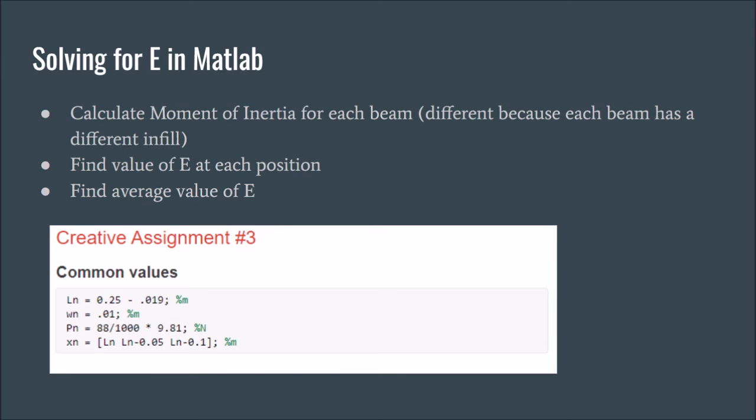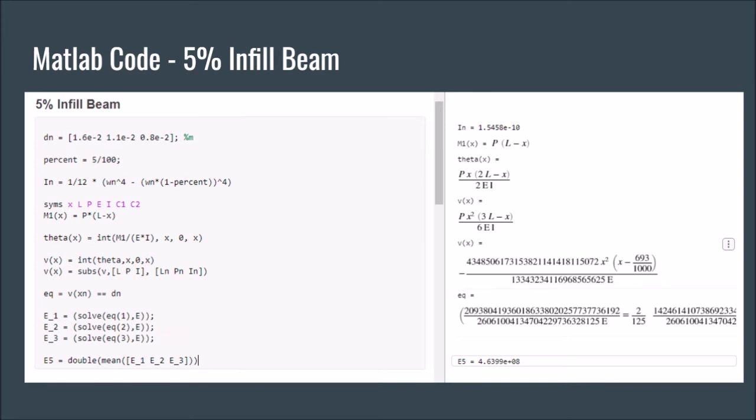And then I will also have to find the value of E at each position, and then average those 3 values. So here's just the start of my code. We have the 4 values that are common for each beam. So in terms of the code, the only values that are extremely important are basically the dn value, which represents the displacement at each position, and it's represented as a vector. Then you have the percent of the beam, and then you have the moment of inertia of the beam.